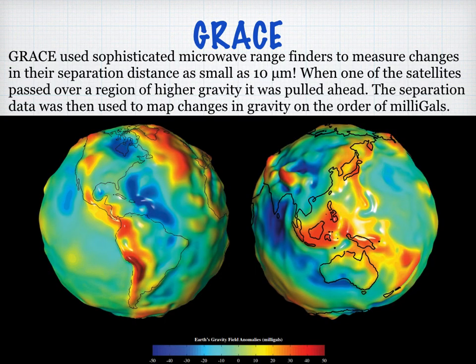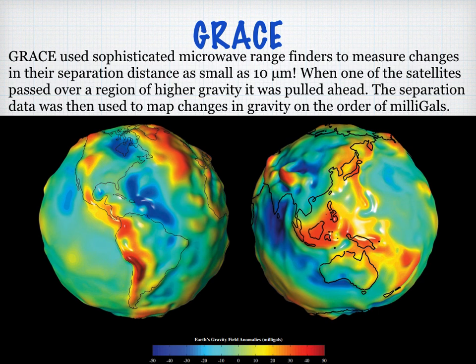So this is a map of the Earth's gravitational anomalies produced by GRACE. And to do it, GRACE uses really sophisticated microwave rangefinders to measure changes in separation as small as 10 micrometers over the 220 kilometer distance that they were separated. So when one satellite passed over a region of higher gravity, it was pulled ahead slightly, and the separation data was then used to map changes in gravity on the order of milligals, or 1,000th of a gal. As you can see from the key at the bottom, dark red regions correspond to 50 milligals above our expectation, and dark blue corresponds to about 50 milligals below our expectation.